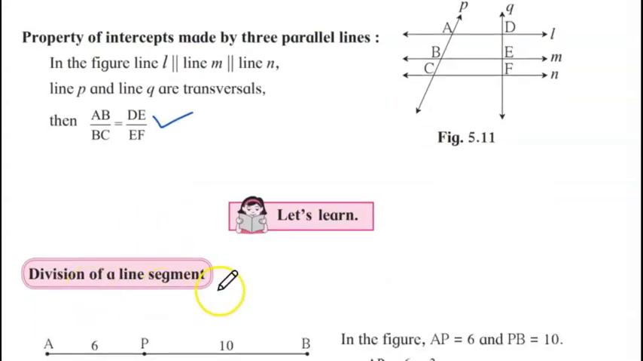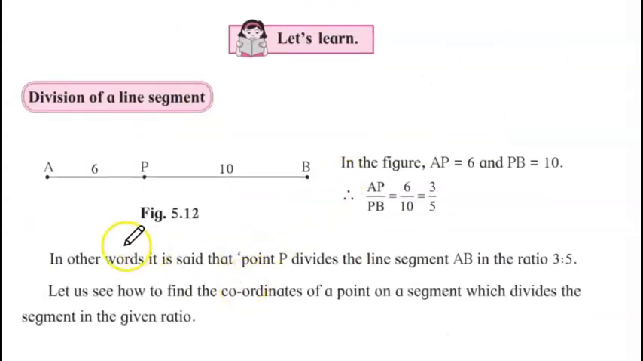Division of a line segment. See this here. In the figure, AP is equal to 6 and PB is equal to 10. Then AP upon PB is equal to 6 upon 10. If we simplify, then you will get the ratio AP upon PB is equal to 3 upon 5. In other words, it is said that point P divides the line segment AB in the ratio 3:5. म्हणजे पॉइंट P हा या लाइन सेगमेंट AB ला 3:5 या रेशो मध्ये डिवाइड करतो.